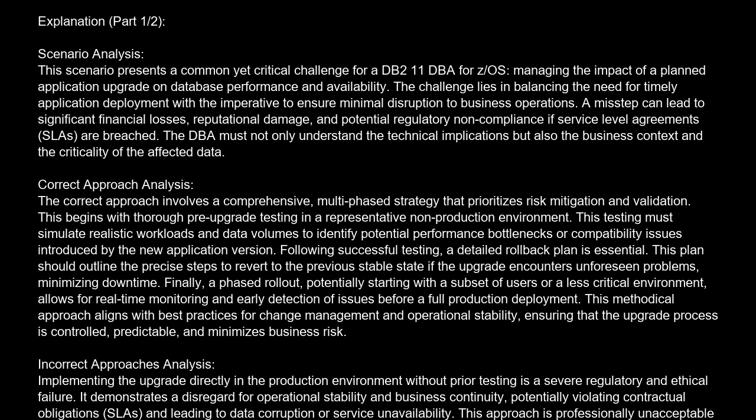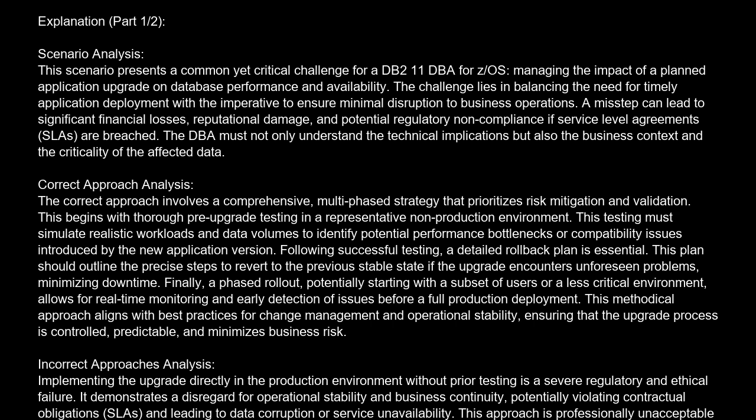Correct approach analysis. The correct approach involves a comprehensive, multi-phase strategy that prioritizes risk mitigation and validation. This begins with thorough pre-upgrade testing in a representative non-production environment. This testing must simulate realistic workloads and data volumes to identify potential performance bottlenecks or compatibility issues introduced by the new application version. Following successful testing, a detailed rollback plan is essential.